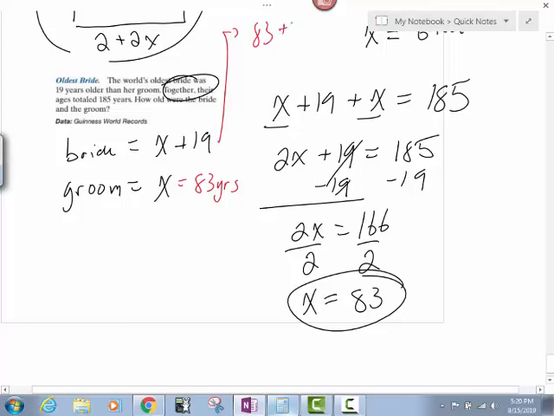Now let's find the bride. Her age is going to be 83 plus 19. That should be something like 102 years old. So they got married when he was 83 and she was 102.